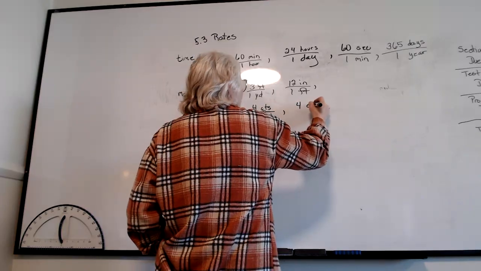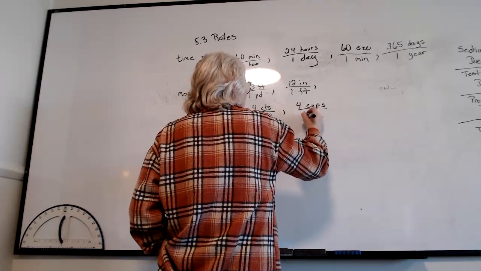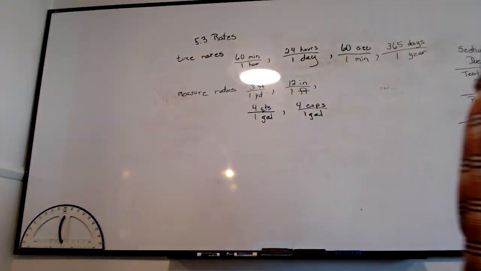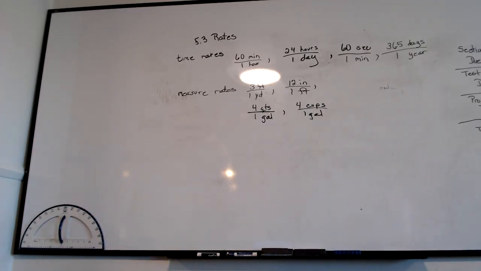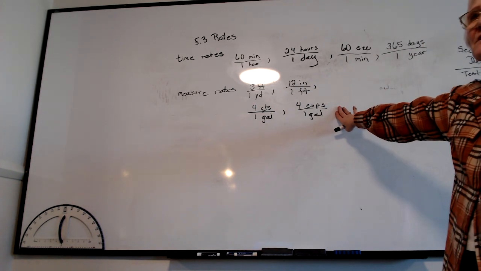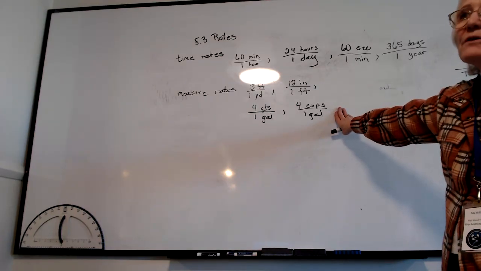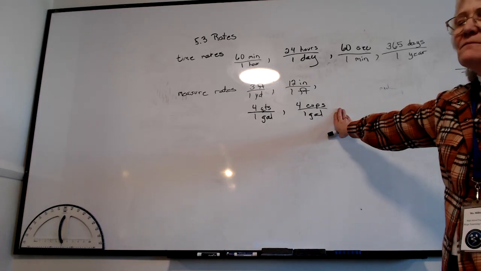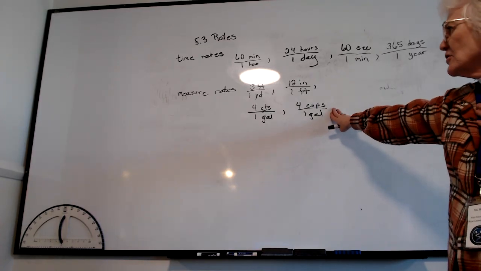Four cups is one gallon. All these are different conversions between our measurement systems. This is a measurement for length. This is a measurement for water or liquid usually, or volume this could be.